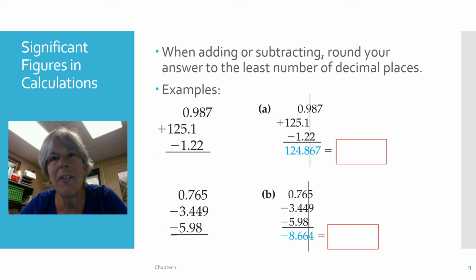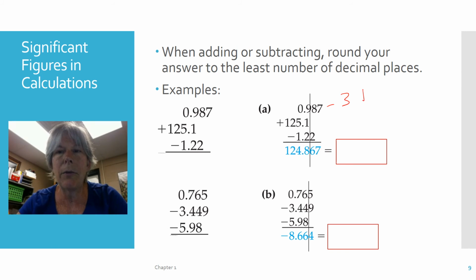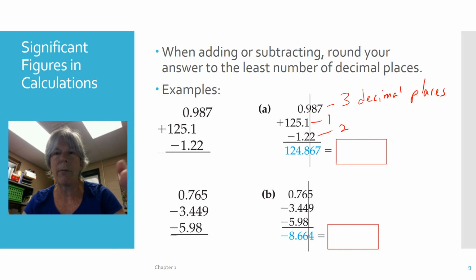So multiplying and dividing, we round to the least sig figs, but when we're adding and subtracting, it's a different rule. When we're adding and subtracting, we just round to the least number of decimal places. So if you look at the first example, example A, the first number has 3 decimal places, 3 places to the right of the decimal. The second number has 1 decimal place, and the third number has 2 decimal places. We're counting the decimal places to the right of the decimal.